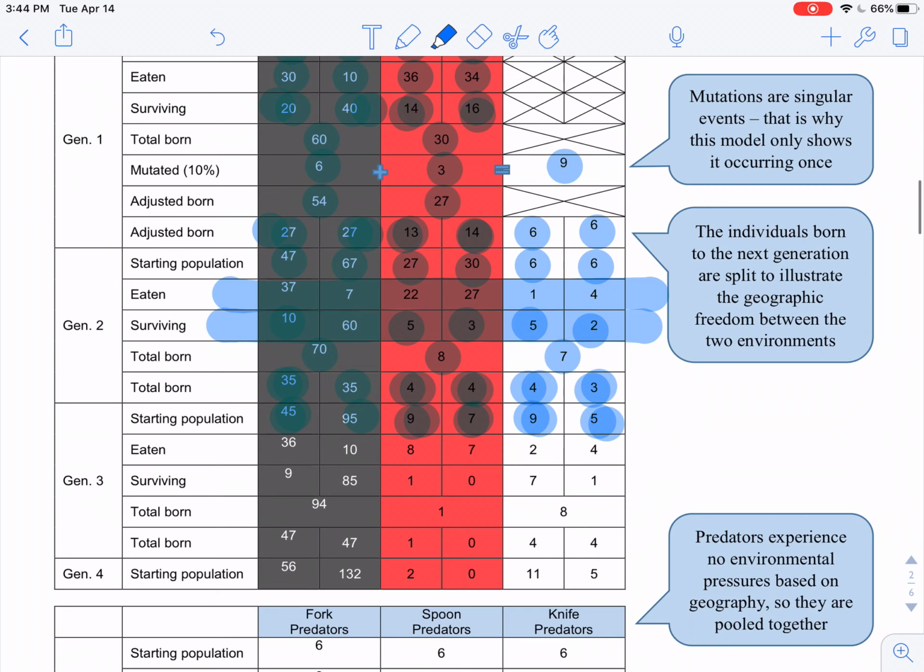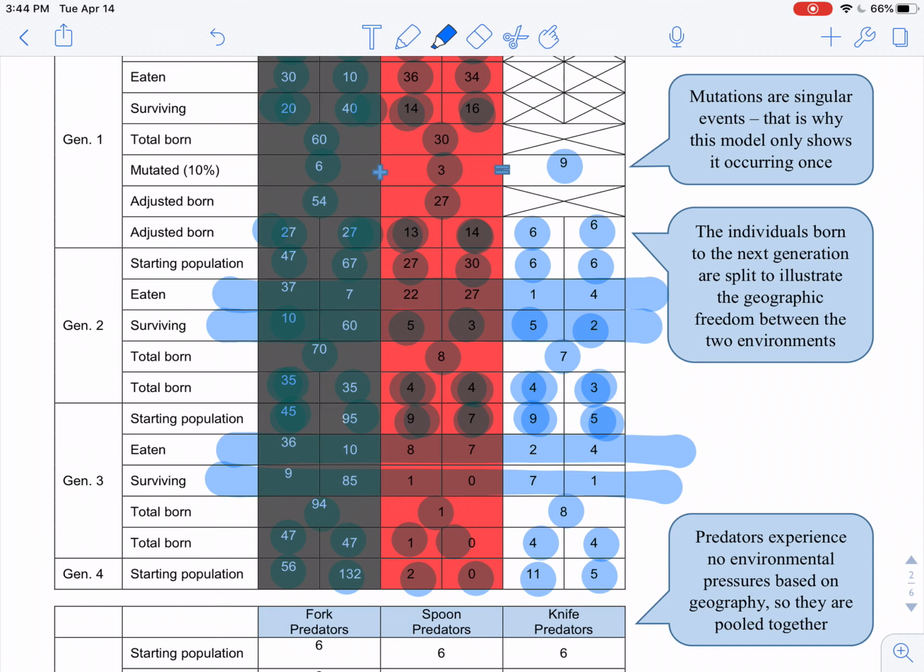And then we can figure out how many were eaten in each area, how many survivors we have in each area, pool them together to figure out how many individuals will be born into the next generation, split them up into their different color areas, and then figure out the final population we have. So that's what would be the starting numbers for the final, or in this case, the 4th generation.